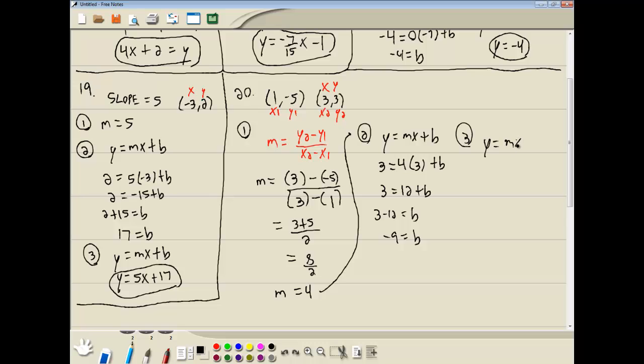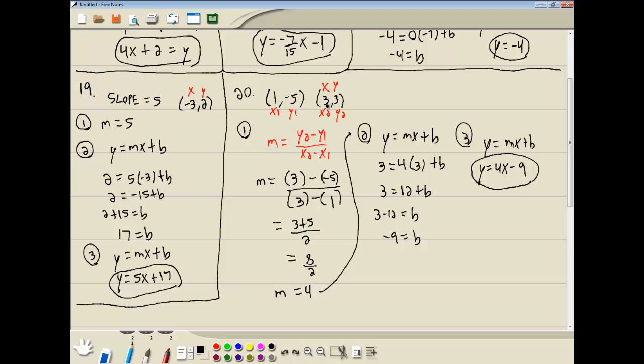Step 3. Write our answer down. So we'll plug in the m from step 1, which is 4. And we'll plug in the b from step 2, which is negative 9. Now on these, you can do a little mental check on them. For the 1, negative 5, I plug 1 in for the x. 4 times 1 is 4 minus 9. Is that negative 5? Yeah, it is.